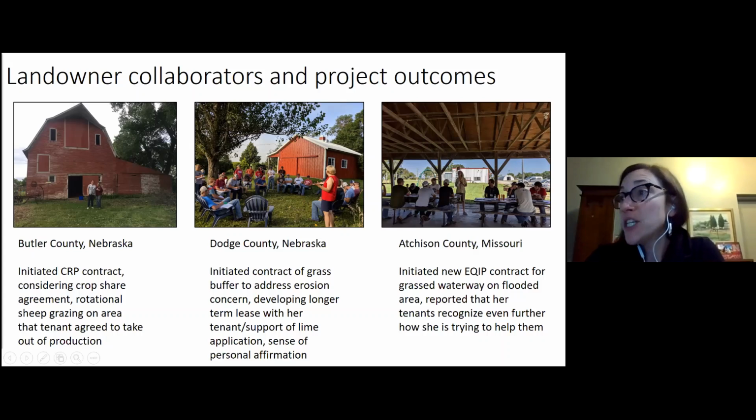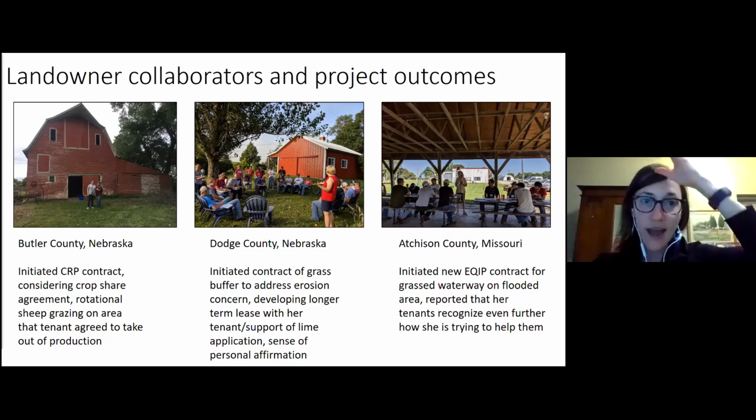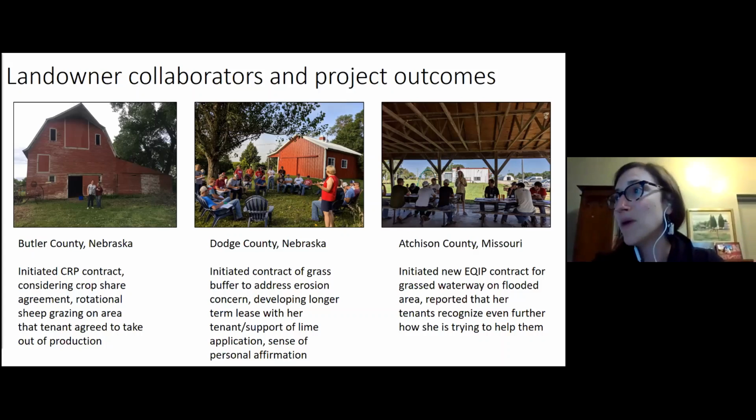And because it was 2019, lots of flooding across and one of the wettest years ever, there were some areas that were flooded on that field. And after a consultation and more thinking, they actually went out and initiated a new EQIP contract for a grass waterway around that flooded area. And another one here in north central Nebraska, they initiated a grass buffer in an eroded area, and they took that land out of the lease. And they have been considering some changes to their lease as well, to have that lease be longer term.